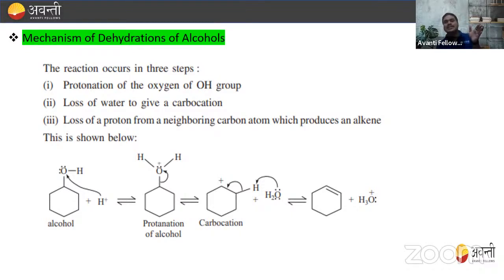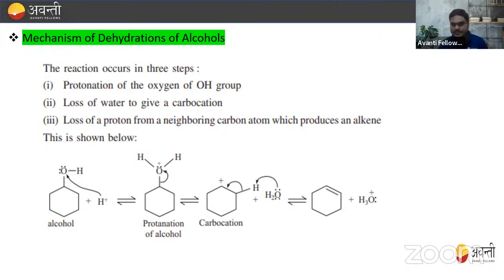So this is the mechanism of dehydration of alcohol to give the corresponding alkene. The three steps involved in this reaction are protonation of oxygen of the OH group, loss of water to give a carbocation, and loss of a proton from the neighboring carbon atom, which produces an alkene. I hope this is clear to everyone. Is the mechanism of dehydration of alcohol clear to everyone?